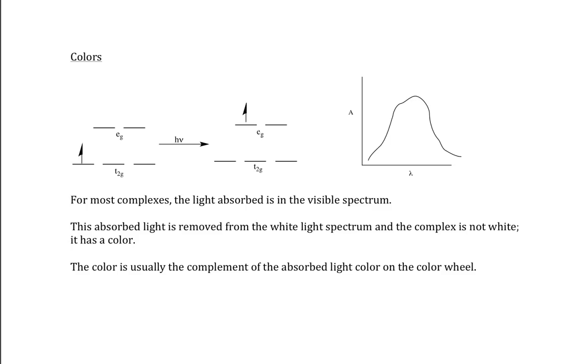If we did an absorbance versus wavelength study of a complex, we would find that it absorbs light most likely in the visible spectrum. It absorbs the most where it peaks. That would be the wavelength that would describe basically the gap, and then it drops back down. This absorbed light is removed from the white light spectrum, and the complex is not white. It has a color like blue or green or red. The color is usually the complement of the absorbed light on the color wheel.